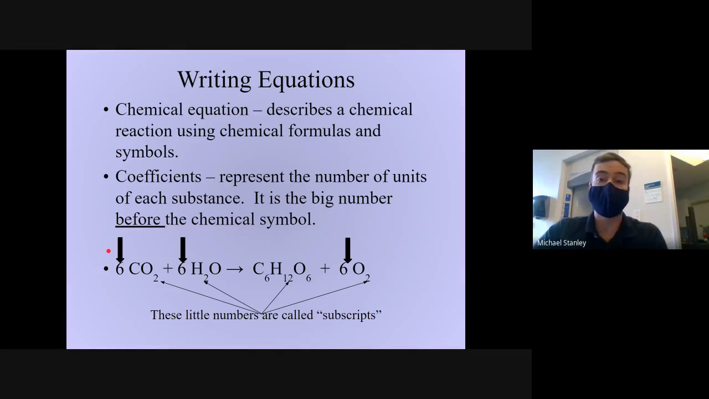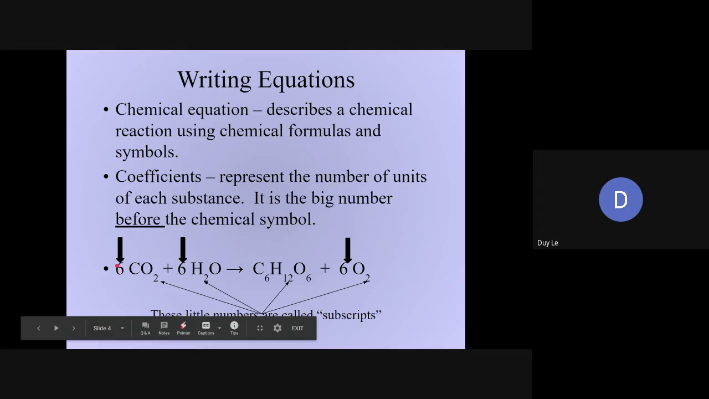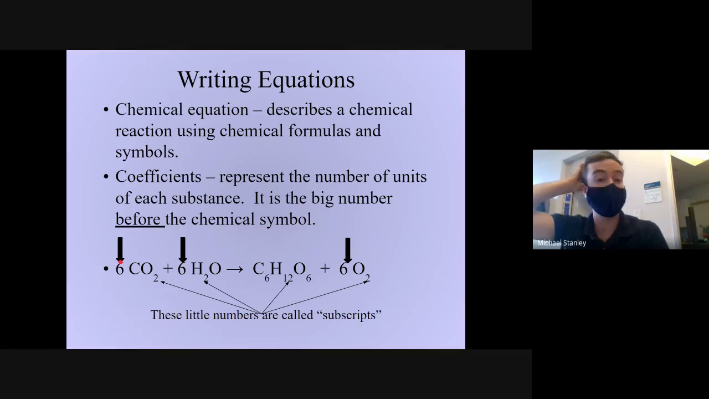So before I move on to how we go about balancing an equation, does anybody have any questions so far about chemical equations, coefficients, subscripts? Any questions? On the big number, can I pick any number or just 6? Good question. They can be any number. In the photosynthesis example, it just so happens that they are all 6. But in different examples that we'll do in a little bit, you'll see that these coefficients can be different numbers.